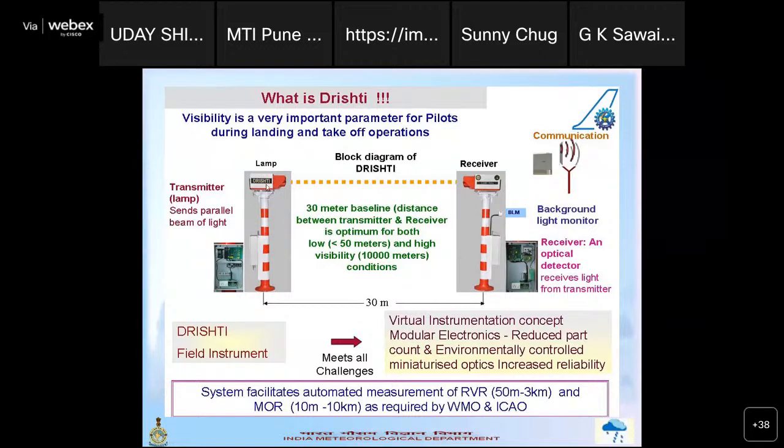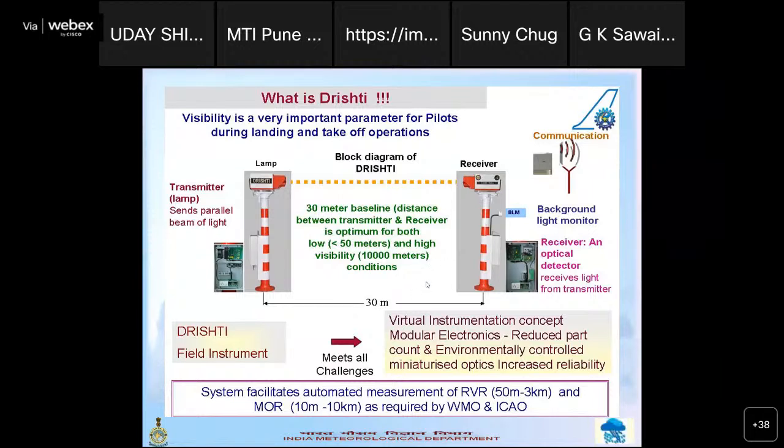There is a lamp side, the transmitter, and a receiver. The transmitter sends light pulses in the direction of the receiver, and the transmitter and receiver are 30 meter apart. This is called baseline B. Whatever the transparency of the atmosphere in between the 30 meter, the light will reach accordingly. If the weather is clear and there are no disturbing particles between the transmitter and receiver, whatever light you transmitted will reach the receiver. The maximum intensity of light will be received by the receiver, and you will get some values. These are called RVR values or MOR values, calculated by formulas.